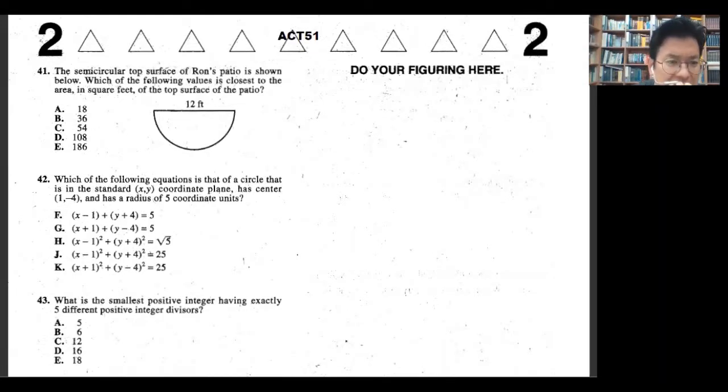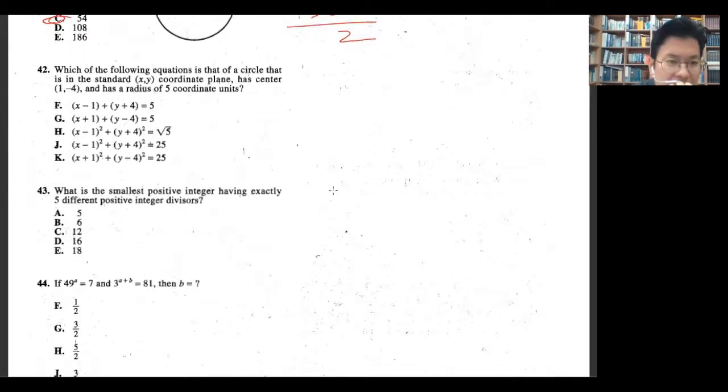And then, the semicircular top surface of a bronze patio, which of the following values is closest to the area? So half of it is 6. So 36 pi r squared divided by 2 is 18 pi. 18 pi is times 3, 54. So 1 comma negative 4, 1 comma negative 4, that's 2. Okay, and this r squared is this one.